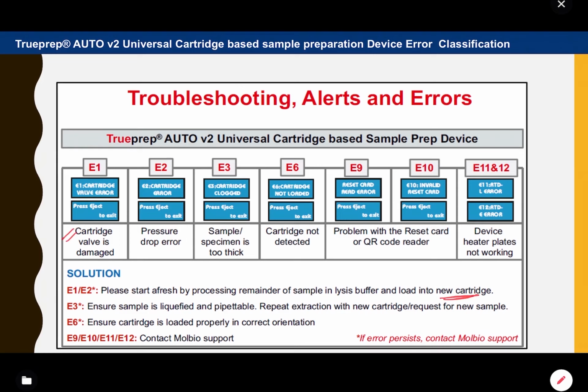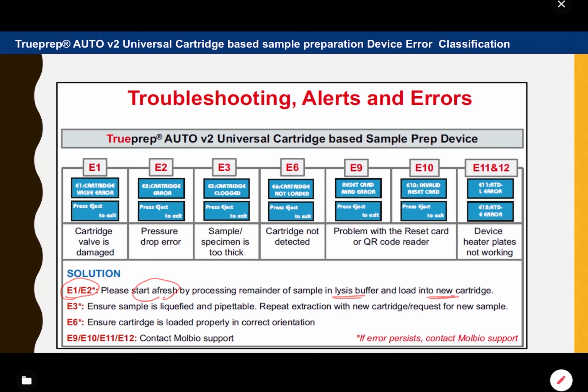Okay, then we have error 2, that is cartridge error. So this is due to pressure drop. So here again the cartridge, you see there are different tubes. So if it cannot maintain the pressure and there is pressure drop, error 2 will occur. So in this also there is a problem with the cartridge. So both E1 and E2, what you have to do is you have to start afresh. That is new set of lysis buffer. Then from that step you have to proceed with a new cartridge.